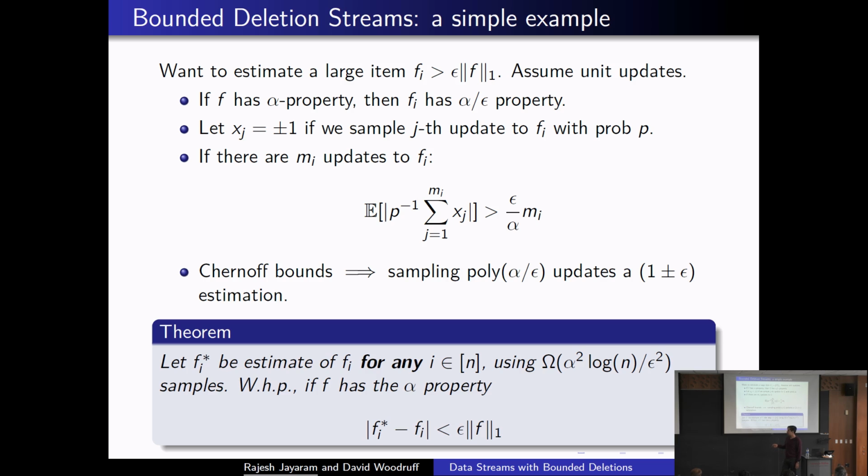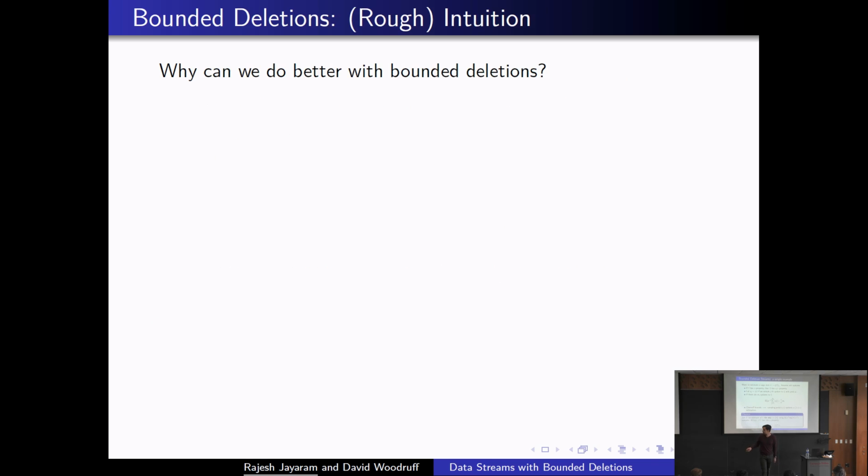Then if F has the alpha property, then for every single I with high probability, which is coming from the log n there, you get an epsilon approximation. So in other words, if I just implicitly store this vector and store poly alpha over epsilon updates, then I would get an estimate that satisfies this. But we don't want poly alpha space, so we're still going to have to use other sketching techniques to reduce the space.